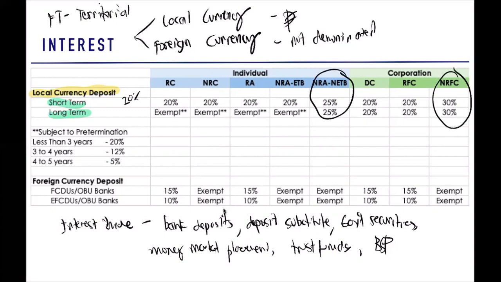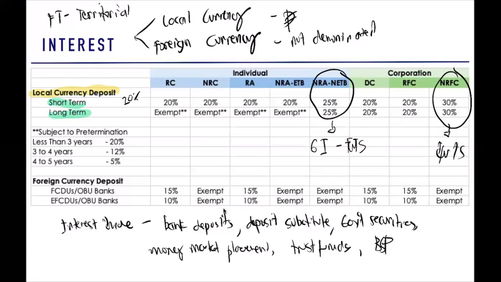So RC and RCRA and RAETB, domestic corporation, resident foreign corporation, 20%. While NRA and ETB, 25%, NRFC, 30%. Because again, what are these rates? This is the gross income taxation of your NRA and ETB and NRFC that is subject to final withholding tax system. Clear? Okay. So this is the final tax rates for the two. So all 20% except NRA and ETB and NRFC.